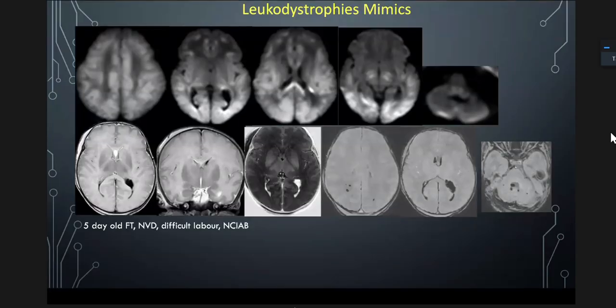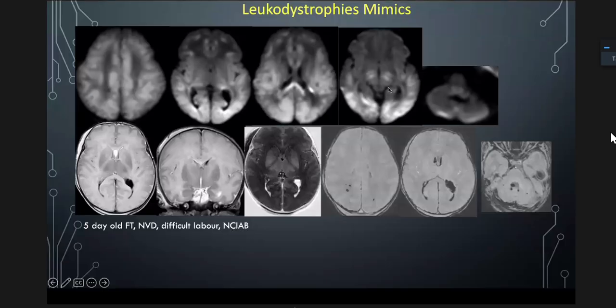Now, coming to mimics of leukodystrophy. When a child presents to you, the clinician will not label that this is leukodystrophy. You have to diagnose it. So how will you do that? Now this is a case of a 5-year-old full-term child, but with the history of not crying at birth. So here what do we see?